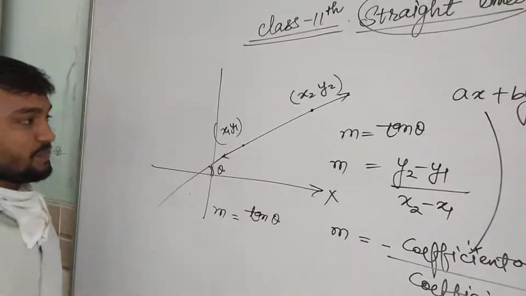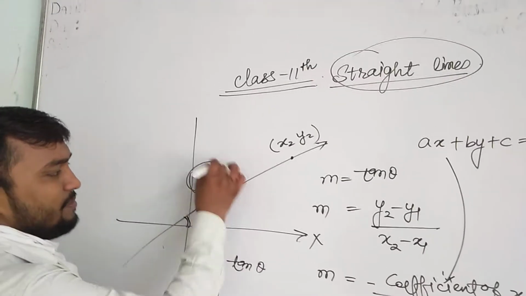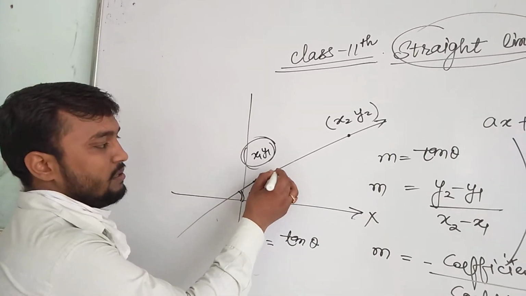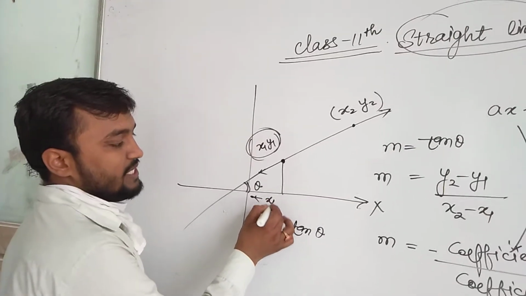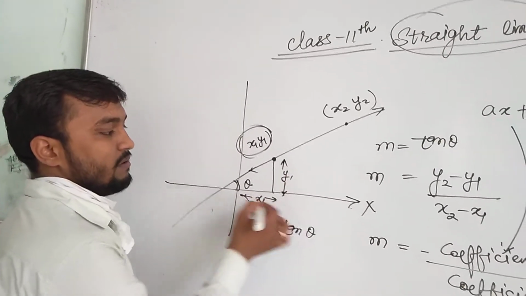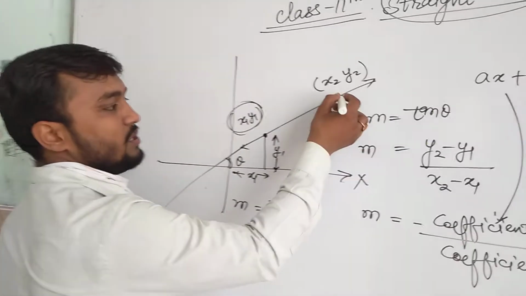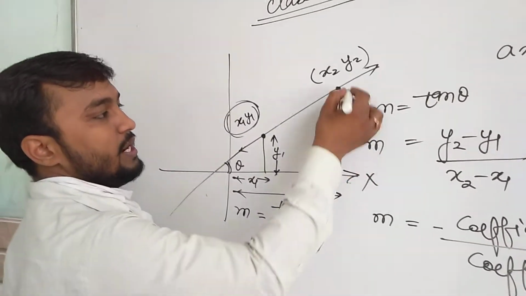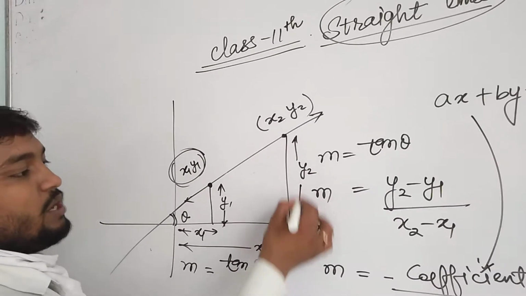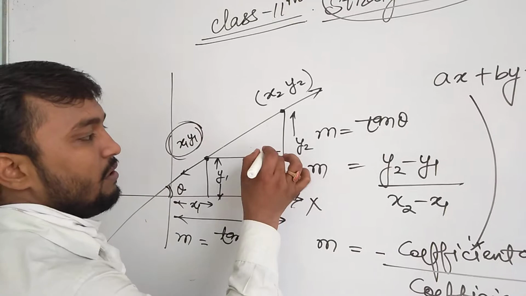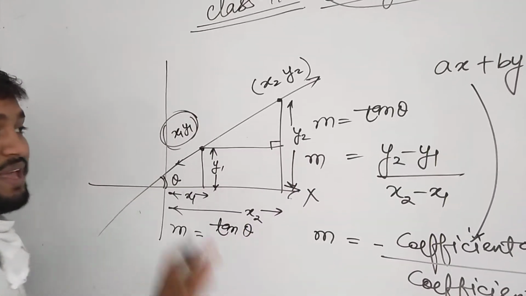Okay students, now listen to me. What is the meaning of the coordinate x1, y1? It means that this point is at distance x1, and this is the distance y1. What is the meaning of x2, y2? This distance will be x2, and that distance will be y2. If we draw a perpendicular line from here, what will we get, students? Look at here very properly.